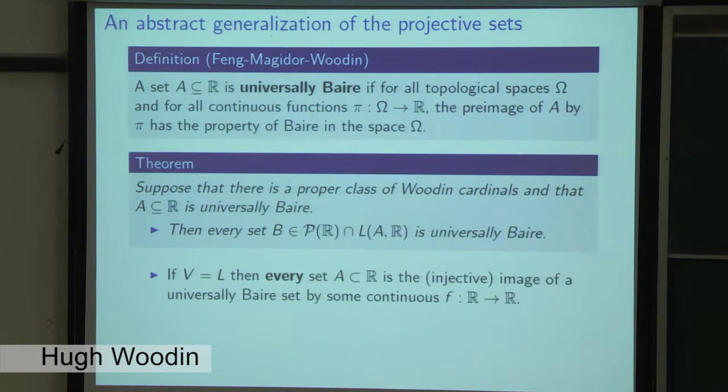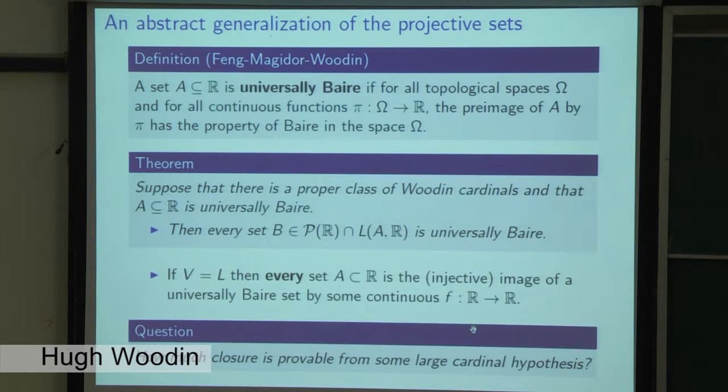It's not too hard to show that if V is equal to L, then every set is the projection of a universally Baire set. So the universally Baire sets aren't even closed under continuous images if V is equal to L, for the worst possible reason: every set can be represented that way. The universally Baire sets have all the usual regularity properties. They're Lebesgue measurable, they're Ramsey, they have the property of Baire.